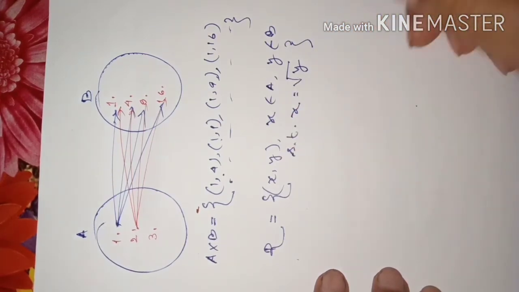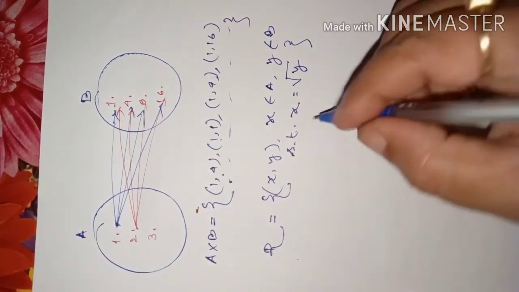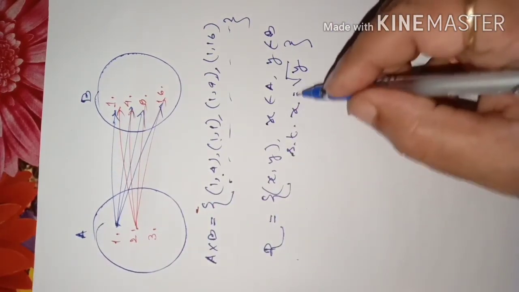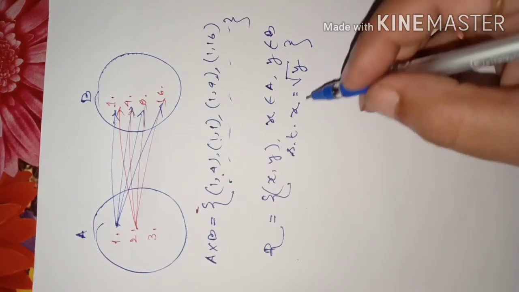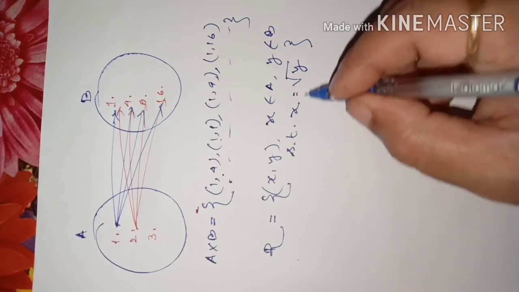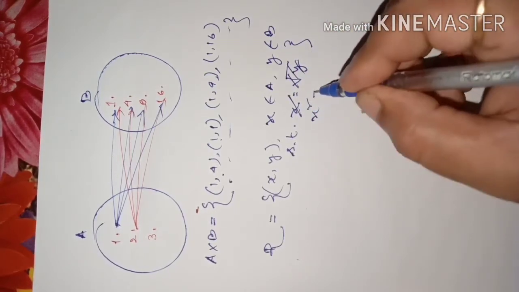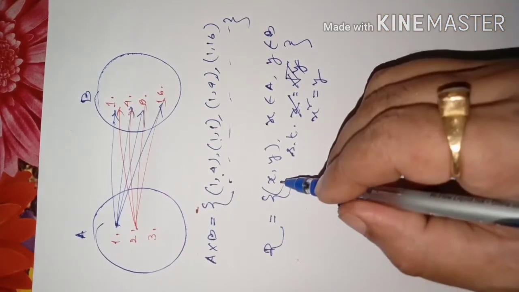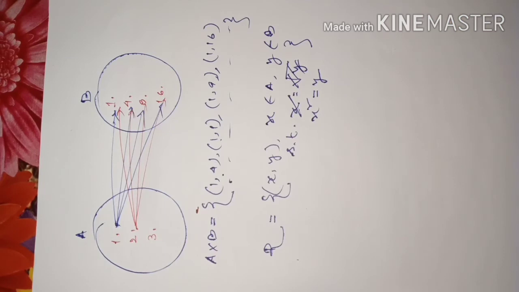Suppose I say x is the square root of y, or we can say x square equals y. Let's say like this: x square must be equal to y, which means if I square the first element, it should be y. Now which are the pairs here?